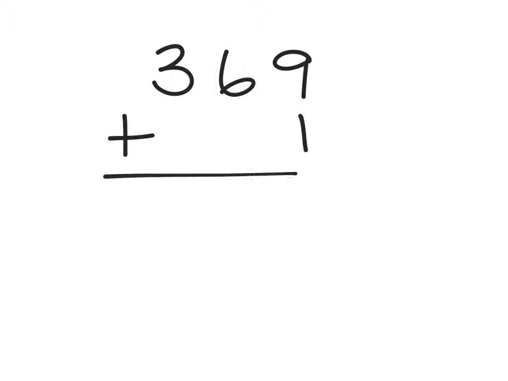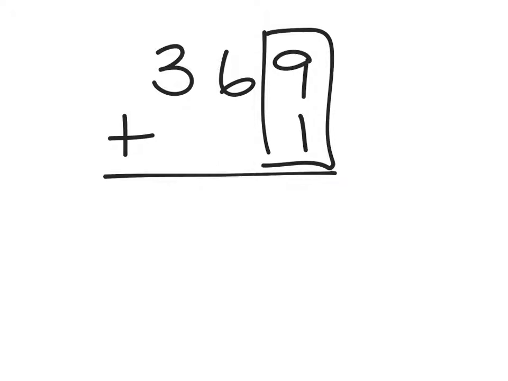We know if we were to add the number 369 to the number 1, 369 plus 1, you're probably saying already, hey, that's 370. Sure, but let's talk about why. I always add starting with the smallest place value. So in this case, the ones, right? 9 plus 1 gives me 10. 9 ones and another 1 give me 10 ones.